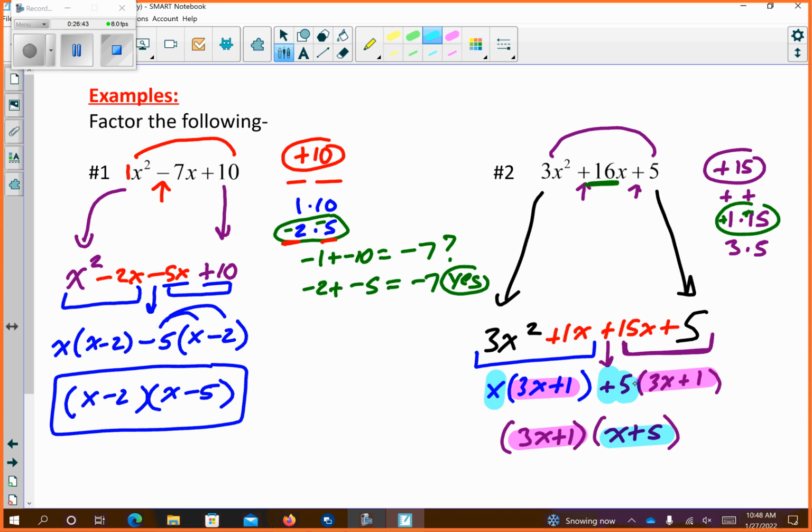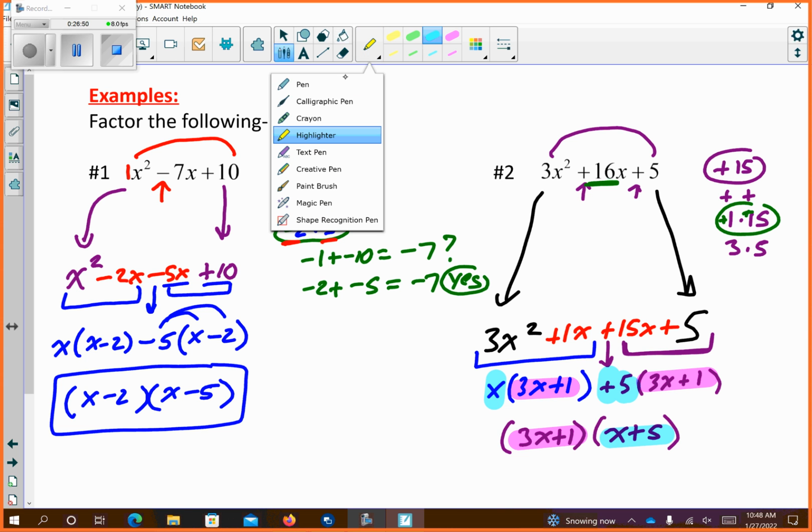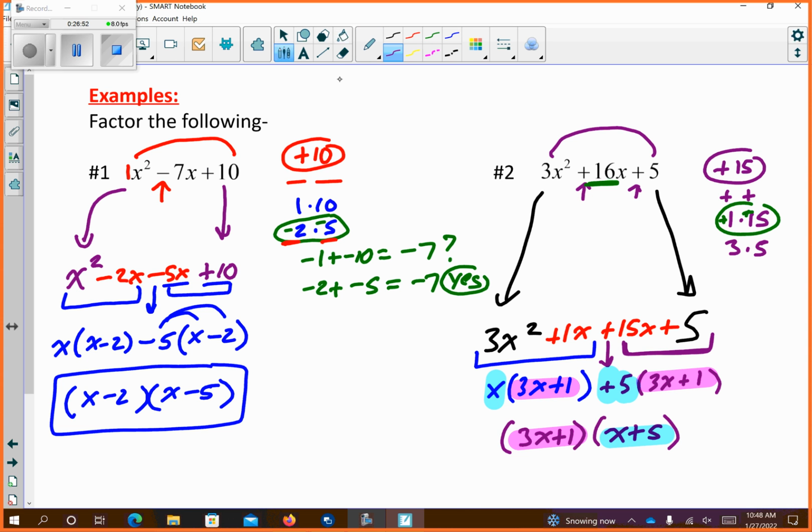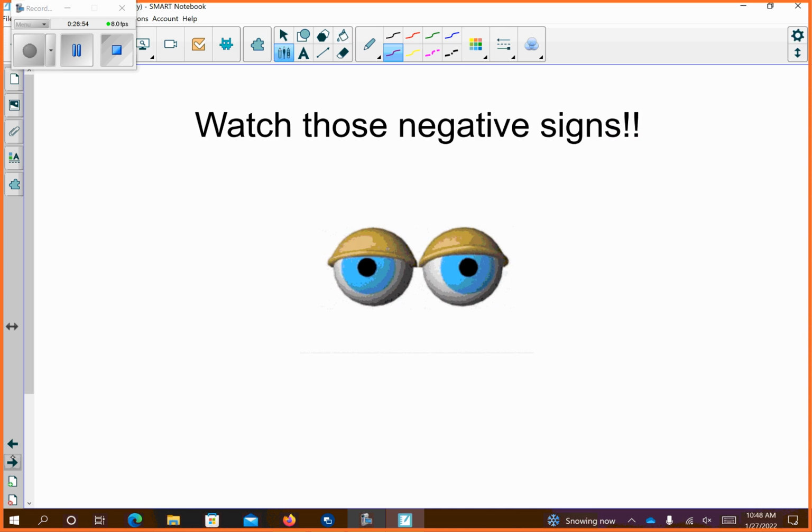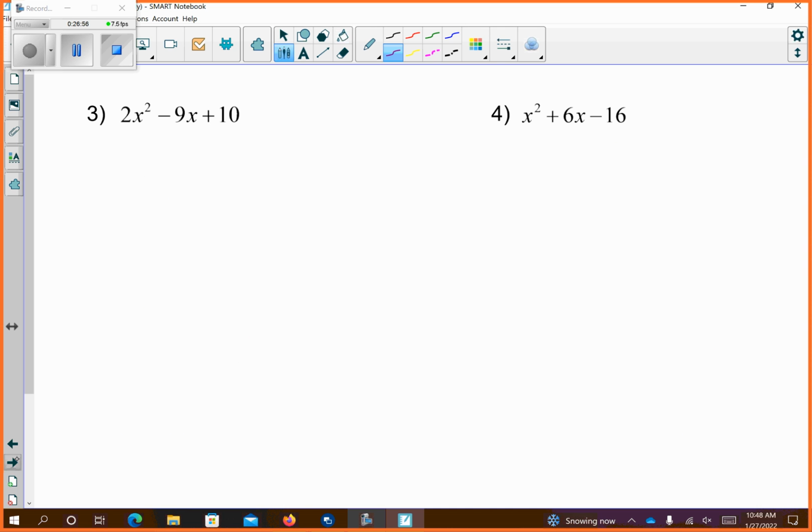Is there more? A couple more. Two more. Okay, four more. We're not going to do all four. All right, watch those signs. Yay. All right, let's see. I'm just going to double check what we have. All right, let's go to number 5 and number 6. Okay.